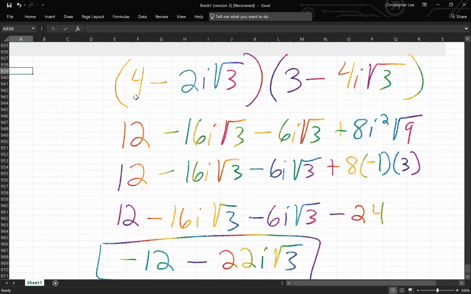So the 6i is this one, negative 2i square root 3 times 3. That's a negative 6i square root 3. So you just multiply the numbers together and then that's it.